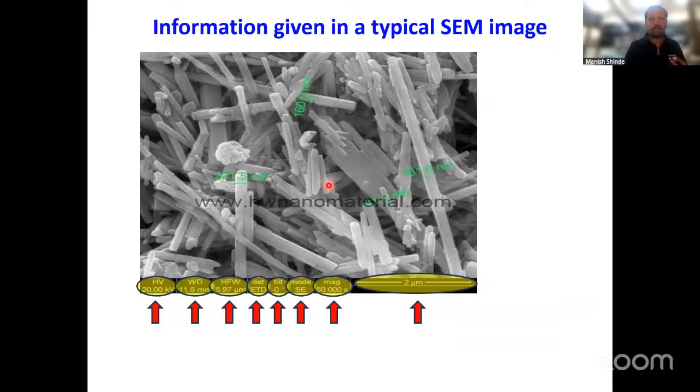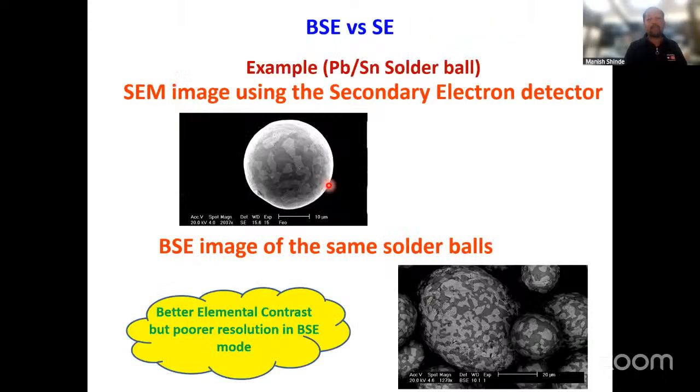So when you need information about surface morphology, you use SE mode. But if your sample contains multiple elements or elements having different atomic numbers, some elements are heavy, some elements are light, and you want to see their distribution, their chemistry, in that case you can use BSE mode. So I am showing some examples of that here.